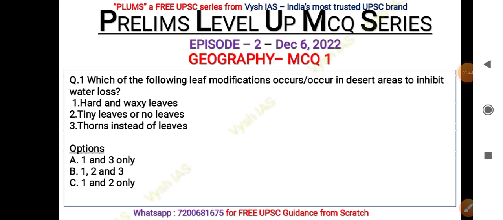First modification is hard and waxy leaves. Second is tiny leaves or no leaves, and then thorns instead of leaves. Options are 1 and 3, 1 and 2, 1, 2 and 3, and D is 2 only. So, pause the video, think about it, and then answer this question.